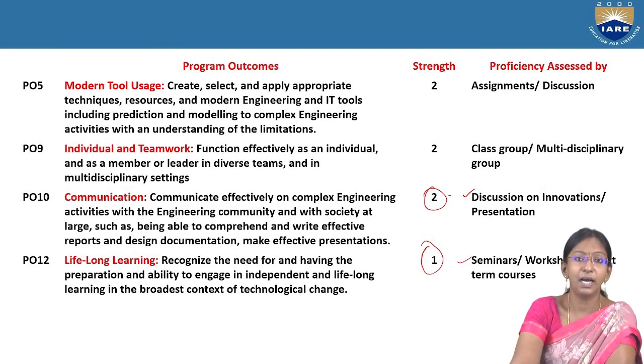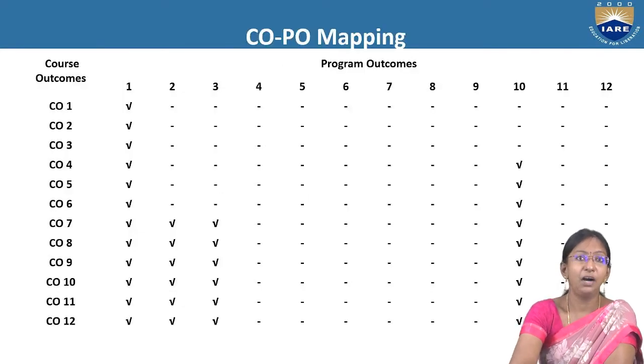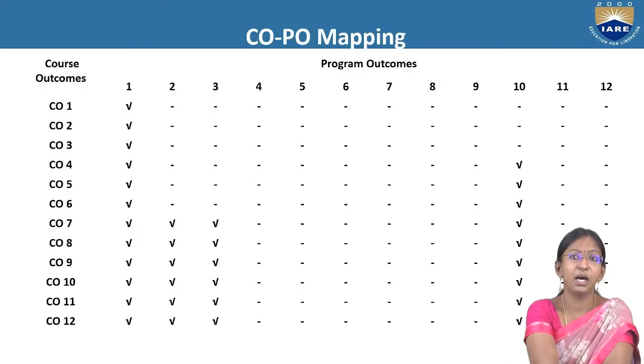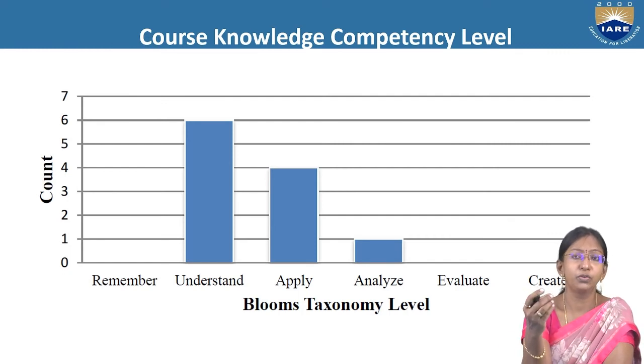Okay, so these are the program outcomes. Let's look at a mapping of the same, how your course outcomes are mapped to program outcomes. So this is the chart which gives you a demonstration of the same, right? So let me show you the course knowledge competency level, right?